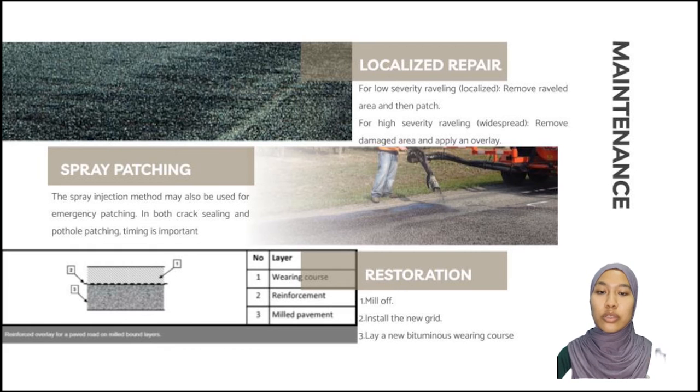And next we go to the restoration. Restoration is the maintenance for the pothole and patches. First, in the restoration step, we have to mill off the surface and then install the new grid, and last, lay a new bituminous wearing course.